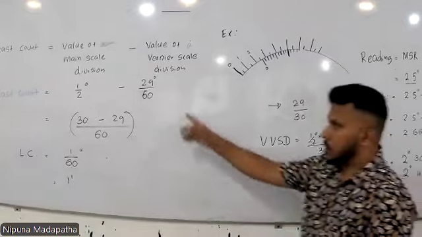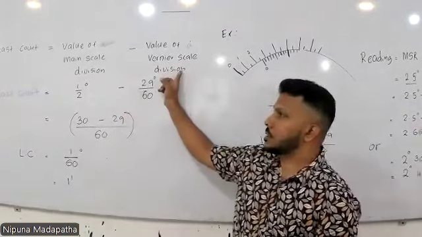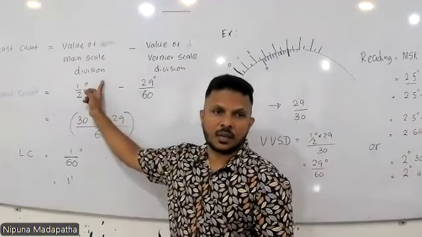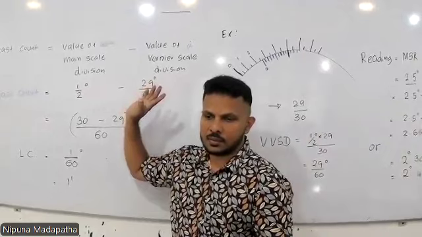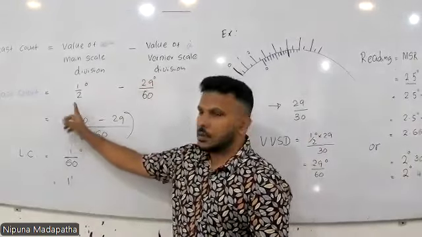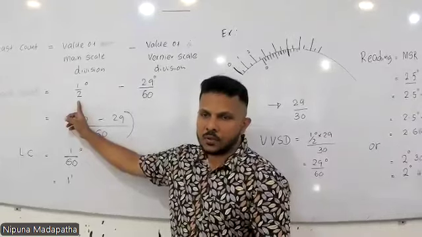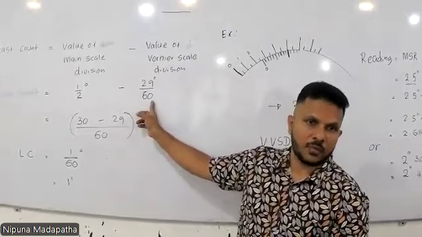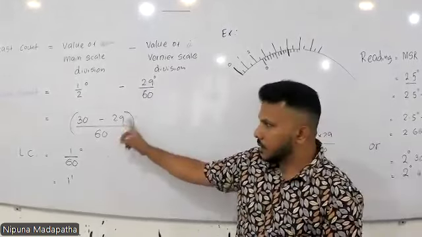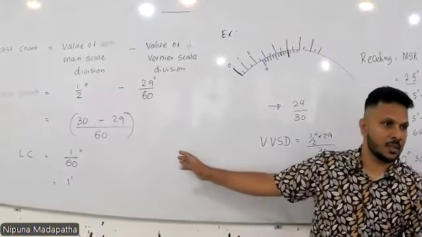Yes. Write down up to here, starting from here. No need to write this expression again, right? We already wrote this. The value of main scale division is half. Then this is the value of the vernier scale division and take the difference. Why? What is the confusion?